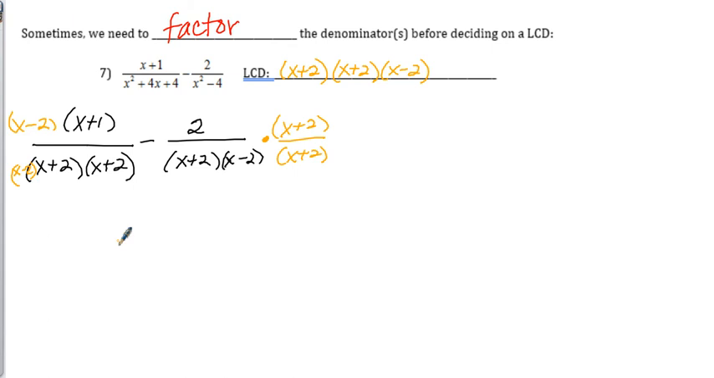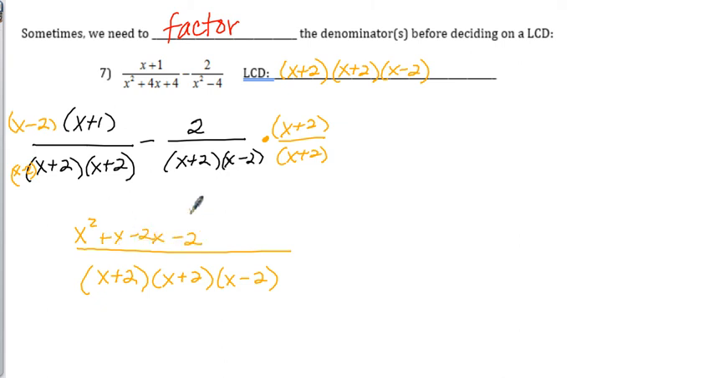So now we have the common denominator. As ugly as it is, we have this common denominator, and all we have left to do is figure out a clean version of our numerator. So to do that, we're going to need to FOIL this together. So x squared plus x minus 2x minus 2. And we're going to need to distribute this negative 2. So negative 2x minus 4. So that's what our new numerator is.